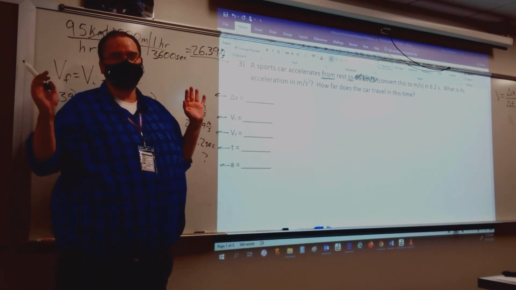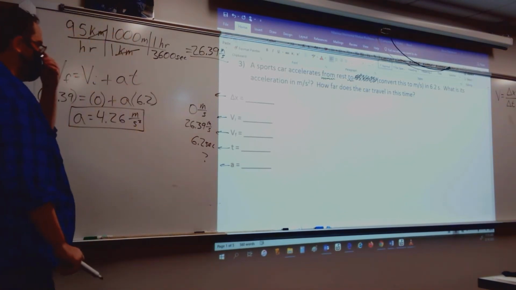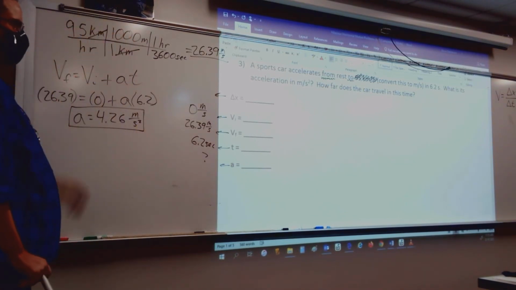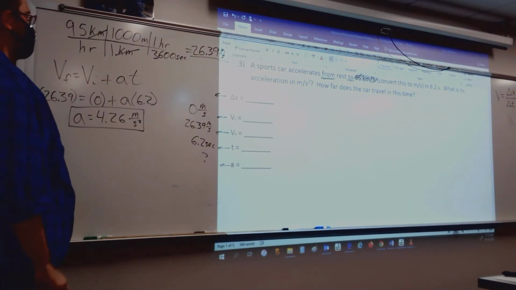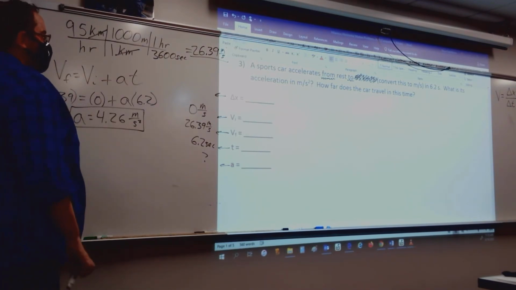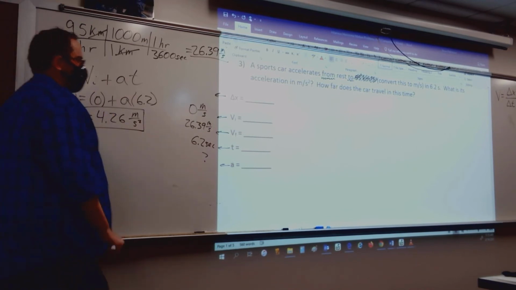Certainly not game-changing speed there. But it's not like a Bugatti Veyron or something that does it in 3 seconds, or 2 seconds, or something insane like that. Okay, and once we have that, how far does this car travel in this time?